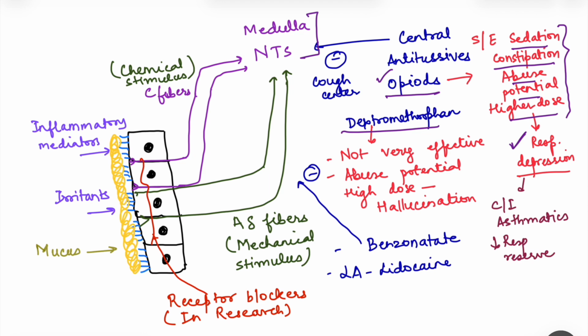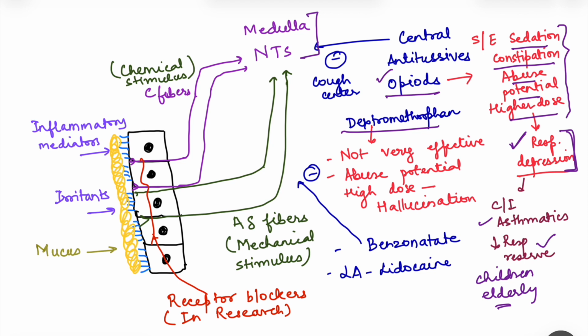Now, because of this respiratory depression, these opioids are contraindicated in all patients with lesser respiratory reserve. For example, they are contraindicated in patients of asthma, COPD, and they are also contraindicated in children and elderly, right? But they can be used in cough which is not controlled by other medications, fine.